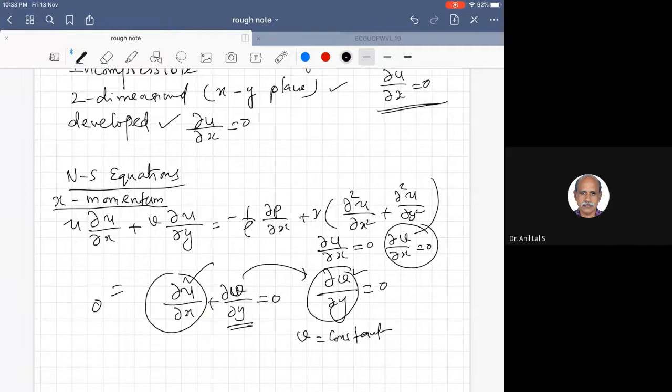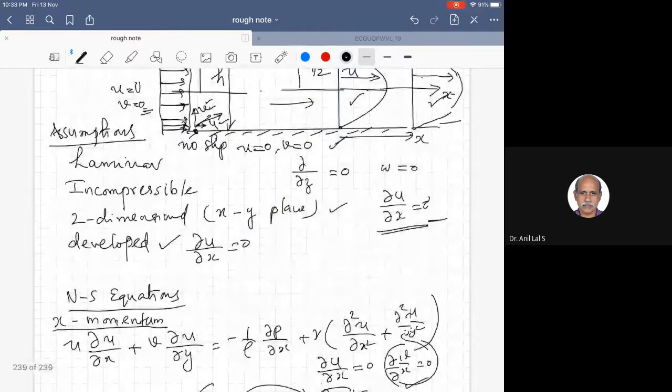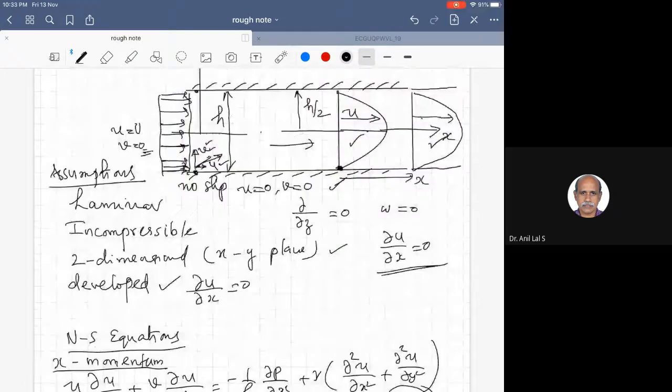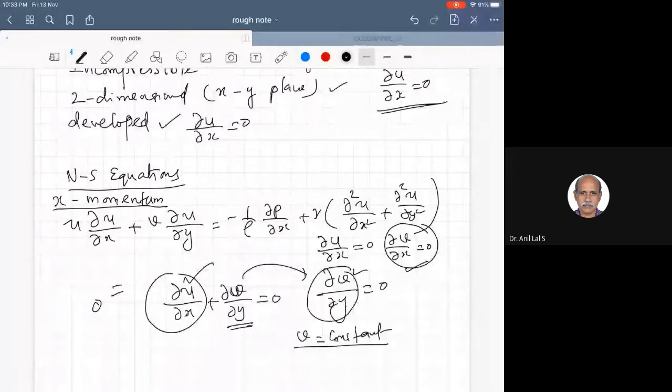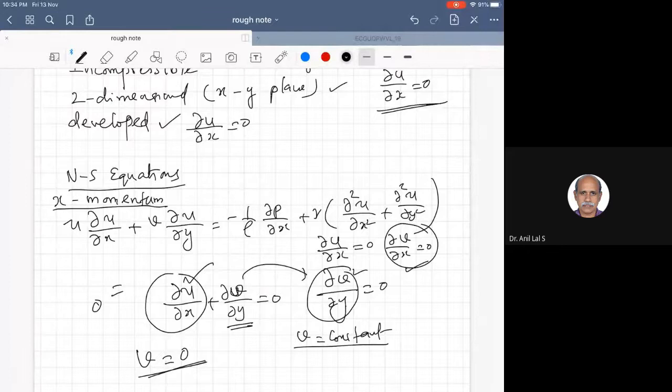That implies v is equal to constant. Then only dou v by dou y equal to 0 and dou v by dou x equal to 0 can be satisfied. And also we know that v is equal to 0 right on the wall. So v is equal to 0, but v is equal to constant also. Those two conditions can be satisfied only if v is equal to 0. So the developed flow condition, along with the continuity, yields the condition that v is equal to 0.